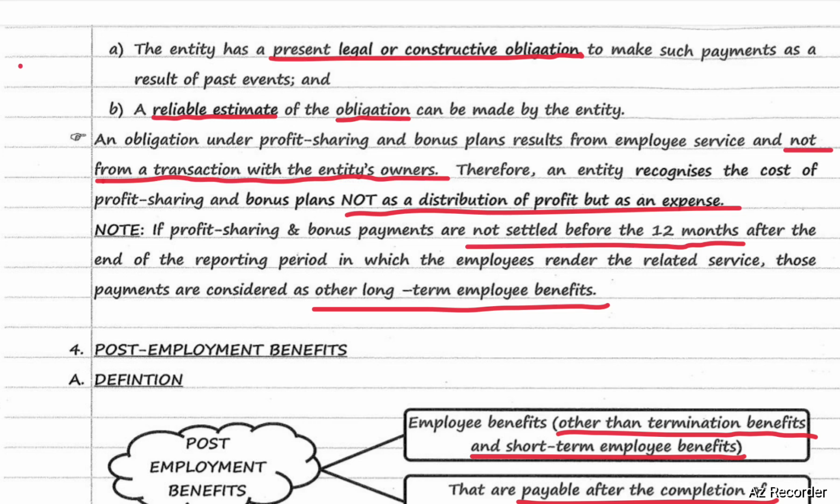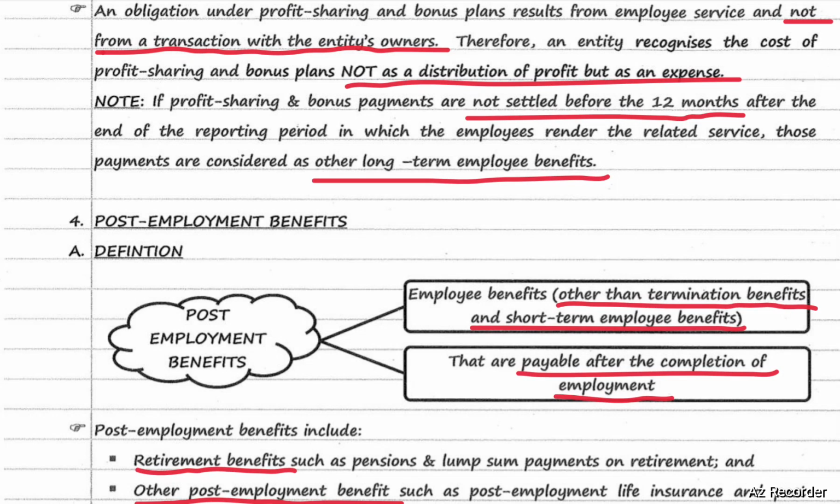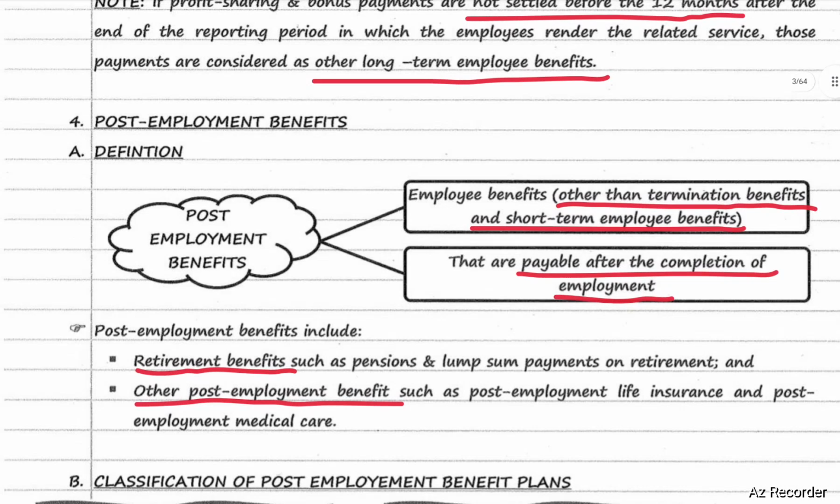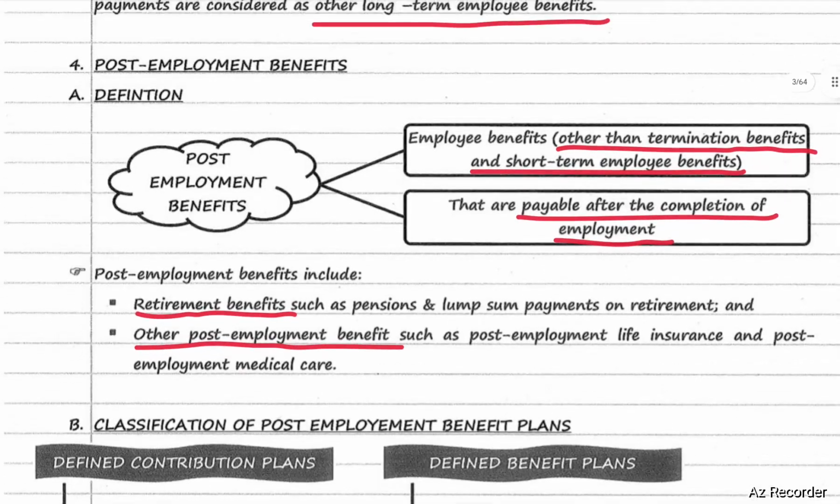Next, post-employment benefits. Post-employment benefits means employee benefits other than termination benefits and short-term employee benefits. They are payable after the completion of employment. Post-employment benefit includes retirement benefits such as pensions, lump sum payments on retirement, and other post-employment benefits such as post-employment life insurance and post-employment medical care.